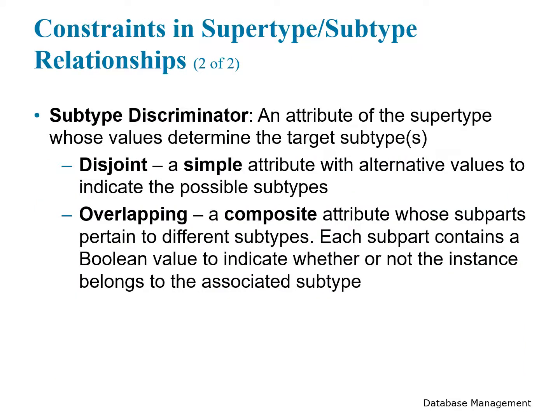And the subtype discriminator: an attribute of the supertype whose value determines the target subtype. Disjoint: a simple attribute with alternative values to indicate the possible subtype. Overlapping: a composite attribute whose subparts pertain to different subtypes. Each subpart contains a Boolean value to indicate whether or not the instance belongs to the associated subtype.